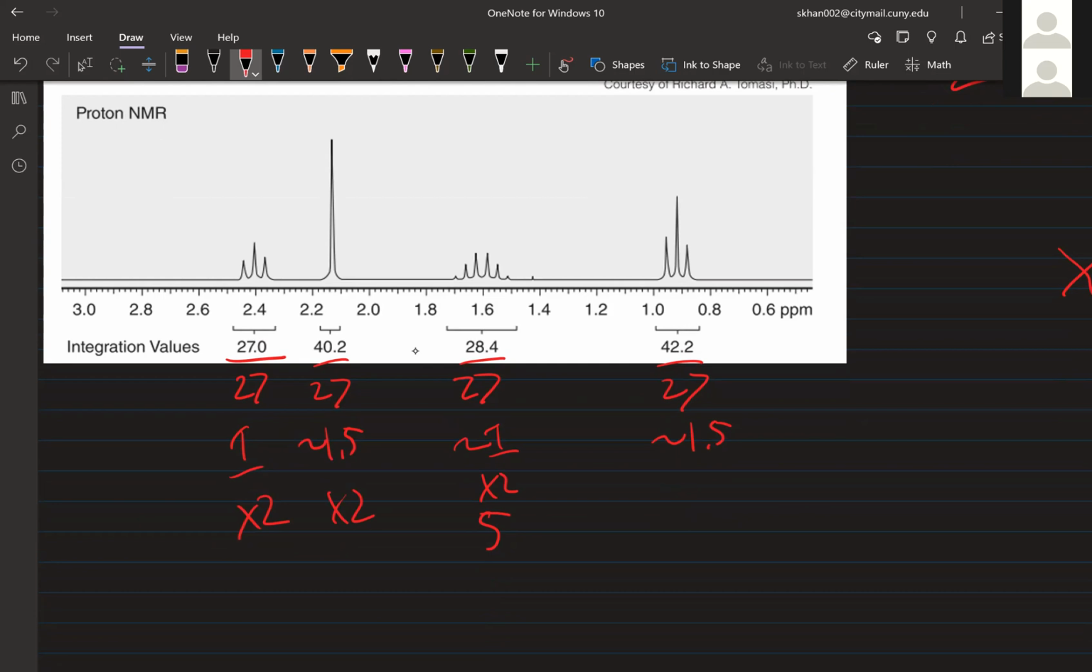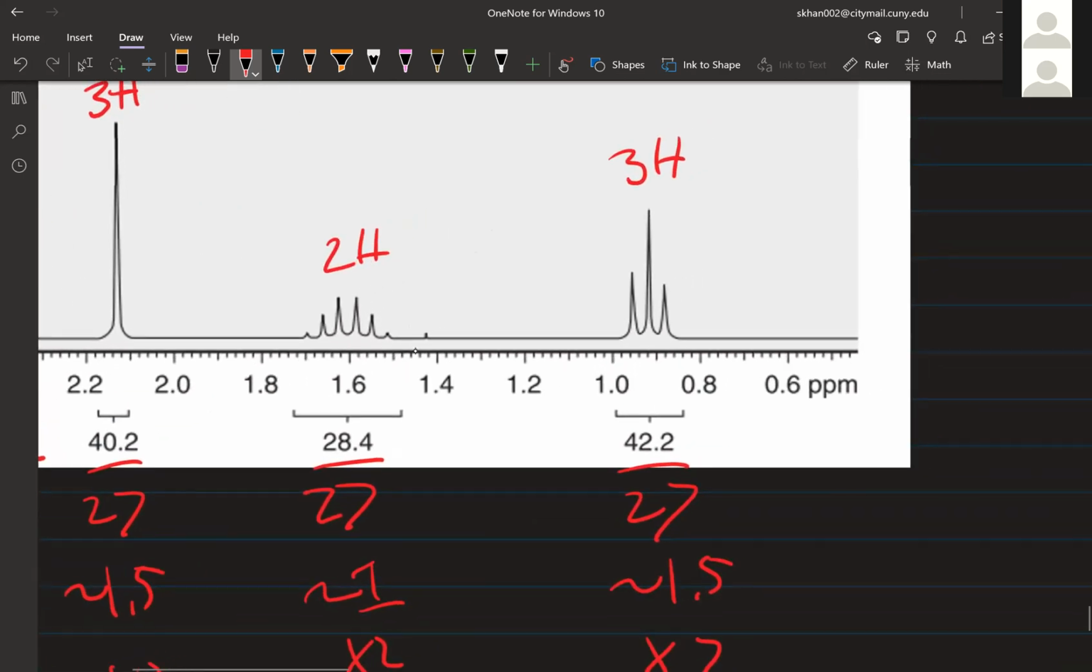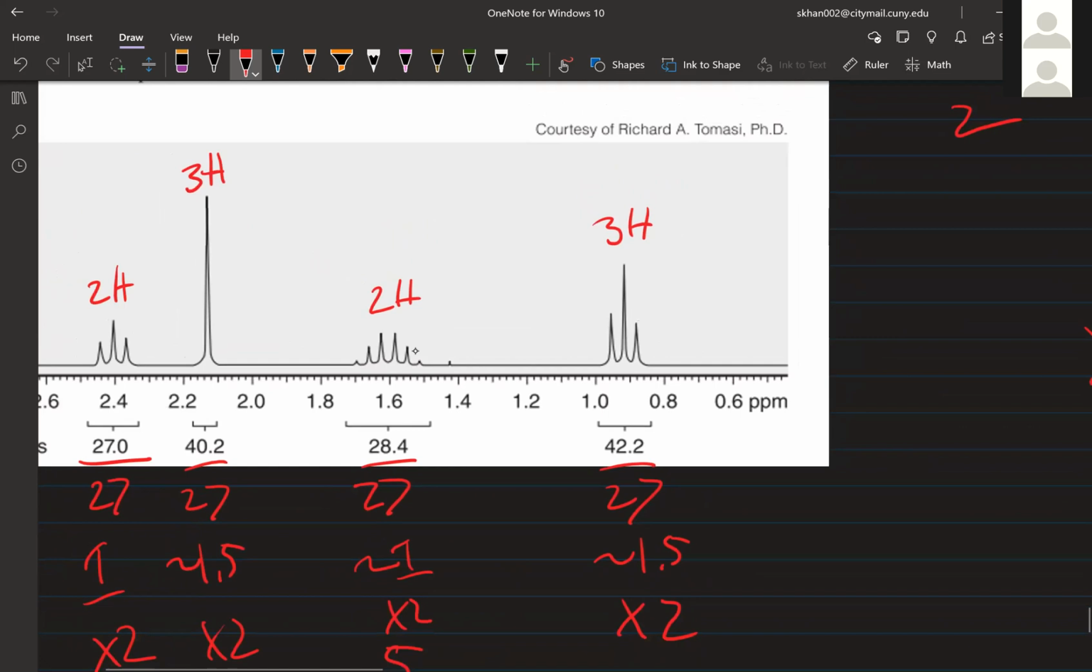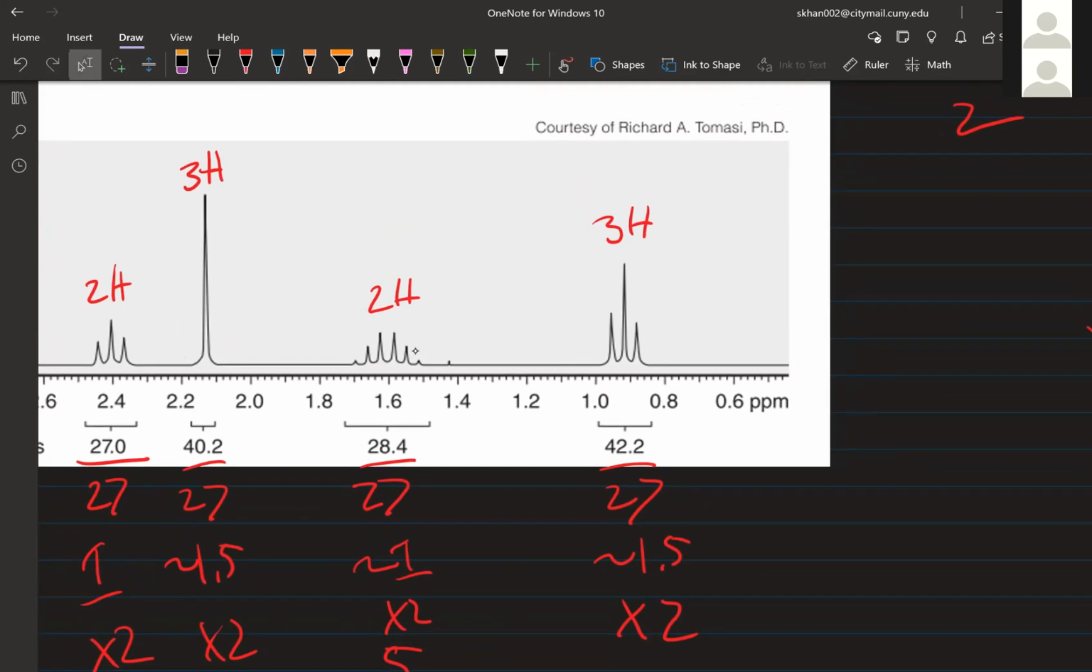This is why the integration is all relative to each other, and it'll always describe the appropriate amount of protons. So if we multiply all of this by 2, we get 2 protons, 3 protons, 2, and 3. So we have 2 H's here, 3 H's here, and 2 H's here and 3 H's here as well. So let's look at multiplicity and all this.